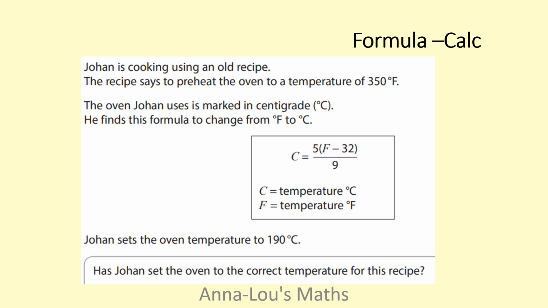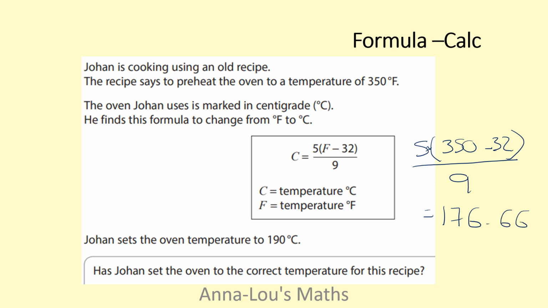Right, let's go through this. If I substituted in my numbers, 5 times F for Fahrenheit, so 350, minus 32 over 9. If I then solve that on my calculator, don't forget that this is a multiply, it would have given me 176.66, blah, blah, blah. So if Johan said 190, I'm afraid if we all go around to Johan's house, we're getting burned food. So it would be a no.